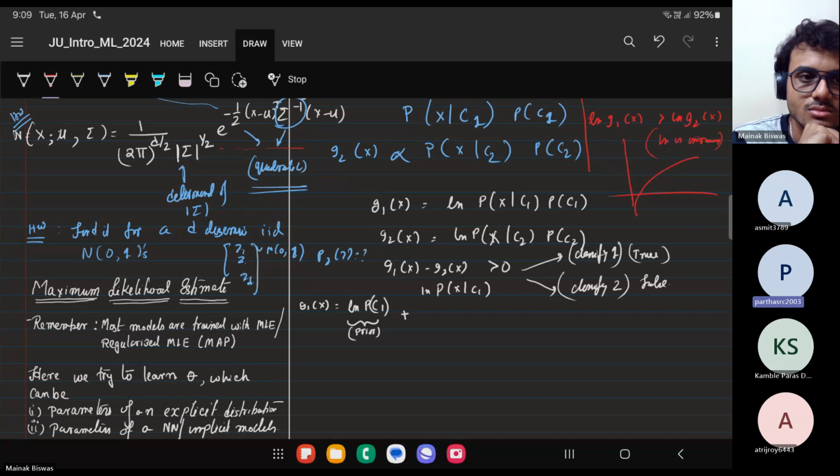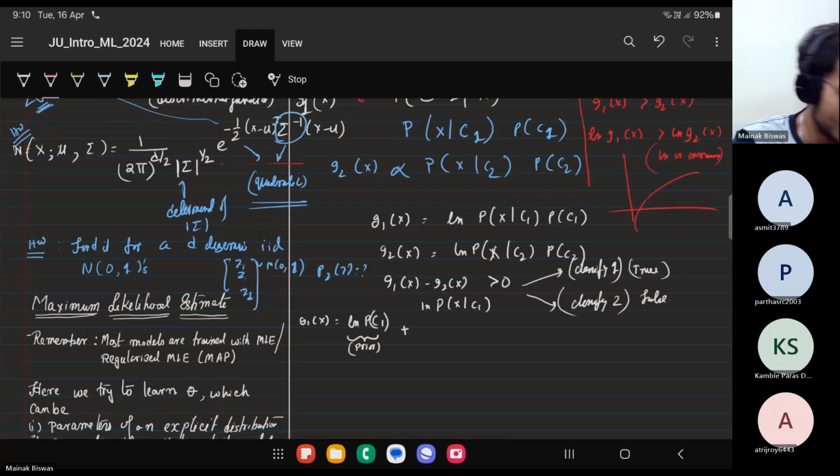Ln of p of X given C1. I have defined this very clearly. It's a normal distribution, 0, 1, normal mu sigma, and so on.